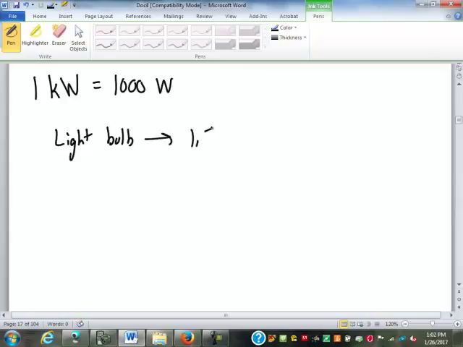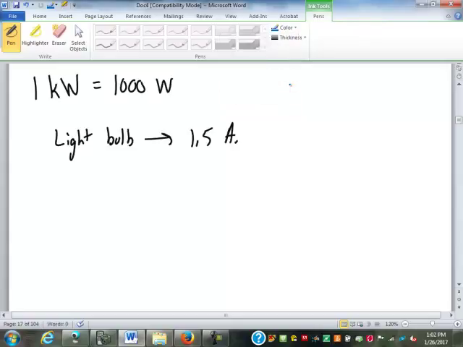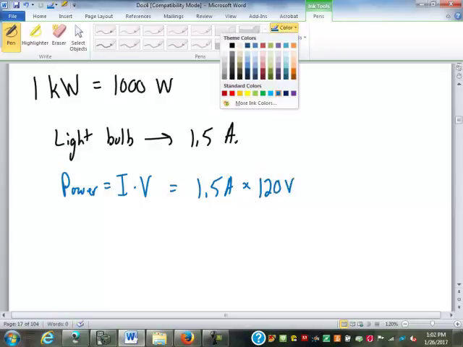And if you're looking at power consumption, let's say that we have a light bulb that draws 1.5 amps. Well, the power it consumes, remember, is current times voltage. Well, the current is 1.5 amps. The voltage is 120 volts, right? Standard, right?